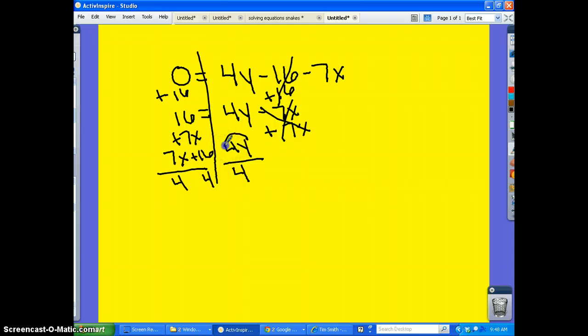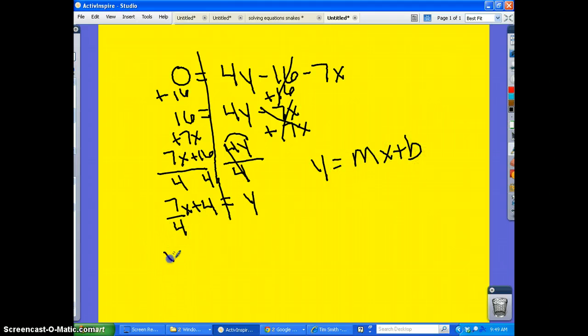So now I get 4 divided by 4, y. 16 divided by 4, 4. 7 divided by 4. If I want to take that, can I reduce it down? I can't reduce it. When I divide it, I get a decimal. So I can just leave this. 7/4 x. And that was a positive 4. So now I have everything I need to make sure it's in slope-intercept form.